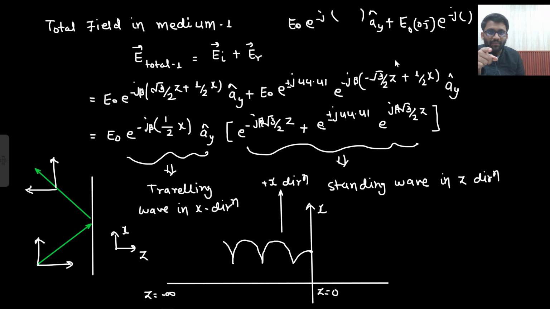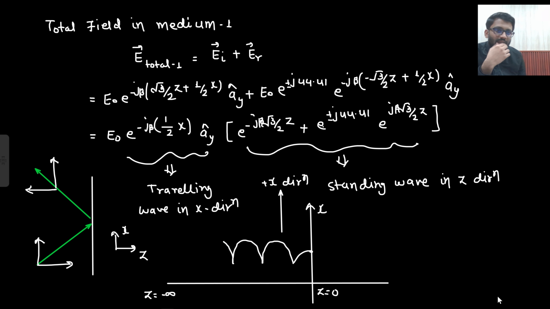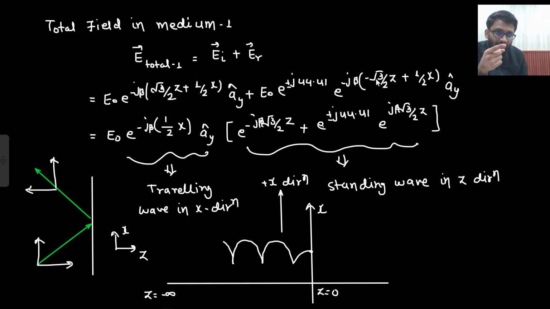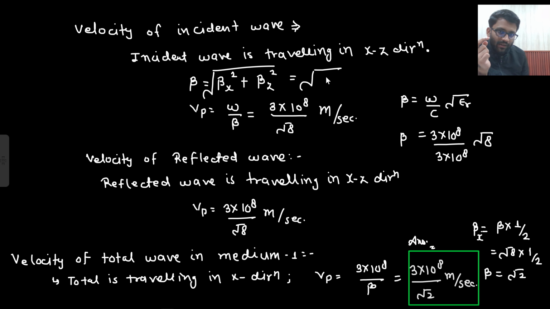So here we have taken beta of z as well and beta of x as well. If I take both of the betas, then what will happen? Beta of z direction is under root 3 by 2 beta. Under root 3 by 2 beta whole square plus 1 by 2 beta whole square. If you calculate it, what are you getting? 3 by 4 plus 1 by 4. That would be 1.